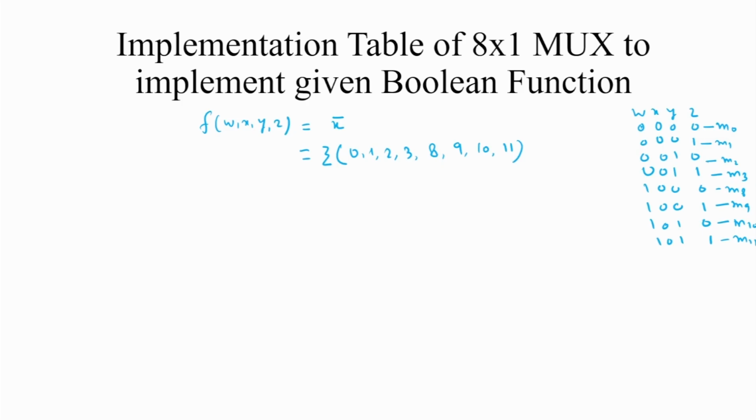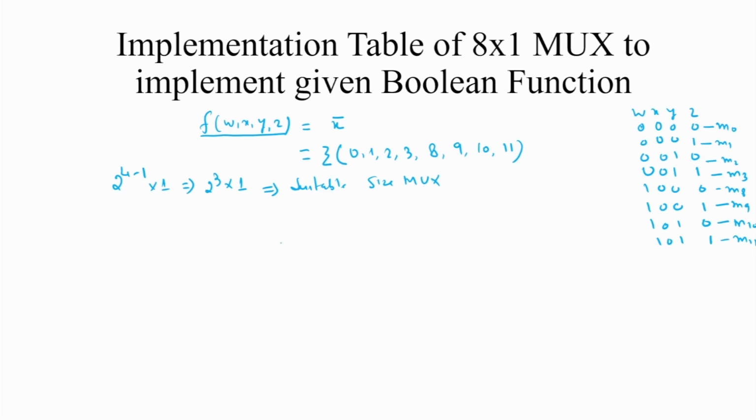write the output of this function, then in these particular combinations of minterms the output is 1, and in the rest of the combinations the output is 0. Suppose we want to implement it; first we make an implementation table. What is the suitable size multiplexer? Since the function contains 4 Boolean variables, 2 to the power 4 minus 1 cross 1, this means 2 to the power 3 cross 1 is a suitable size mux to implement this Boolean function.